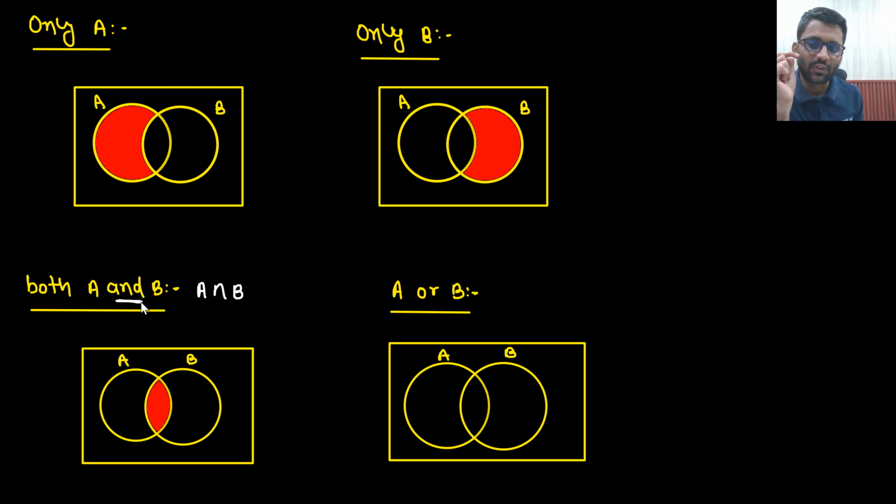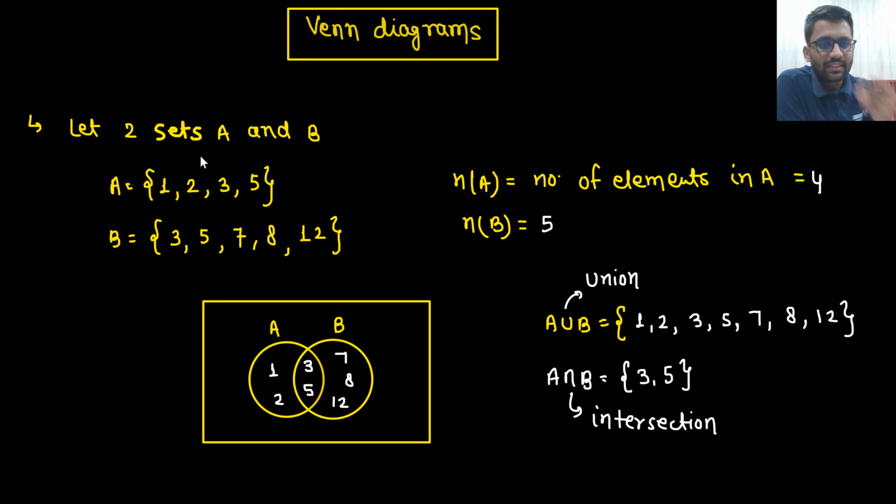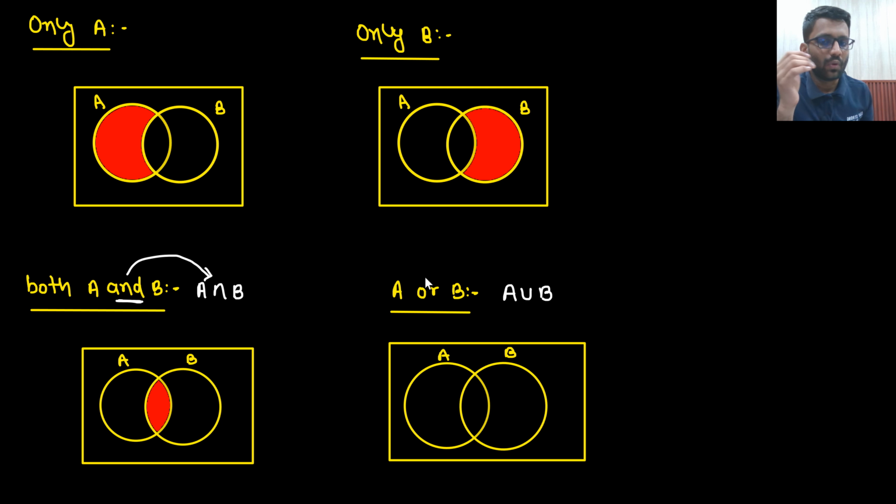So whenever there is a sense of and, always intersection will come. And whenever there is a sense of or, then union will come. A or B means all the elements which are either in A or in B. That means 1 is there in A, 2 is there in A, 3 is there in both of them, 7 is there in B, 8 is there in B, 12 is there in B, 5 is there in both of them. So any number, whichever are present, A or B, gives the sense of union. Are you getting this point?